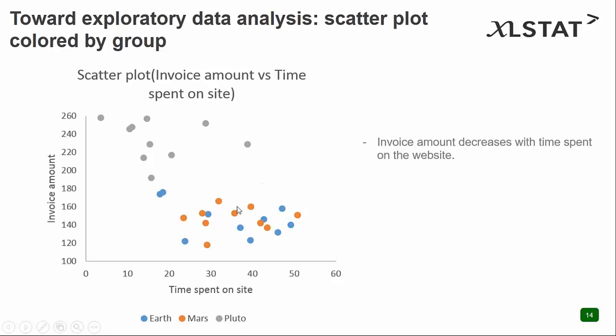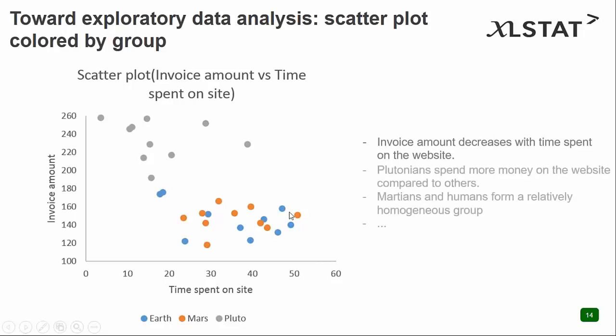Invoice amount decreases with time spent on the website. Plutonians spend more money on the website compared to the others. We can also say that Plutonians spend less time than the others on the website. And Martians and humans form a relatively homogeneous group. They are all mixed up around here. And there are many other things we can say out of this chart.